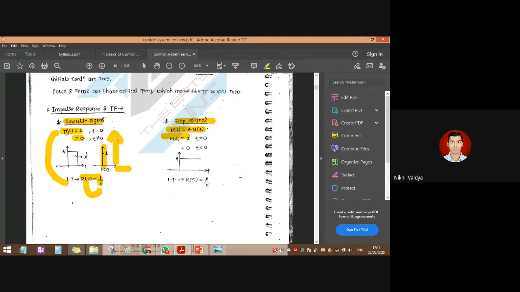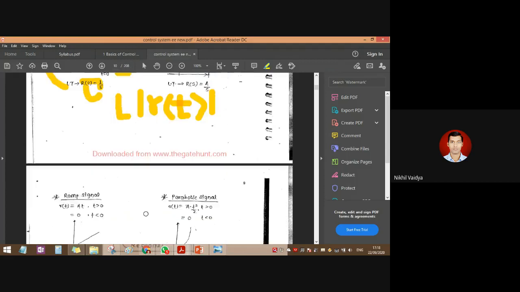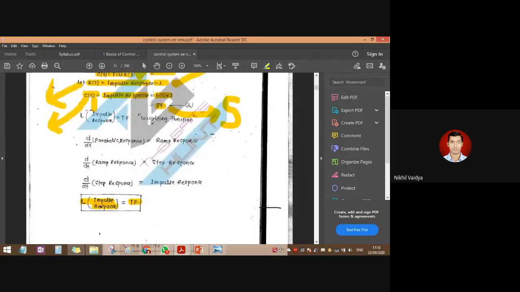So r of t is the inverse Laplace of R of s. The Laplace transform of r of t is equal to R of s, and that is equal to the transfer function, as we have written here. The Laplace transform of the impulse response is equal to the transfer function.